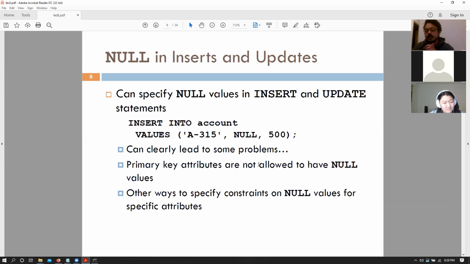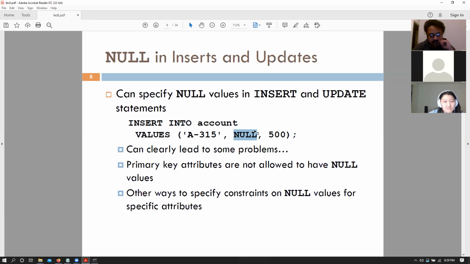We can actually specify that we want to insert a particular null value in our table. So we can say insert into account values A315 null 500. So this means that we are trying to insert this tuple into our account table, and the account number is A3115, and we are saying that we don't know the branch name. So our branch name here is null. That is usually never the case, but however, you will be able to play around with some null values in this particular assignment that we have.